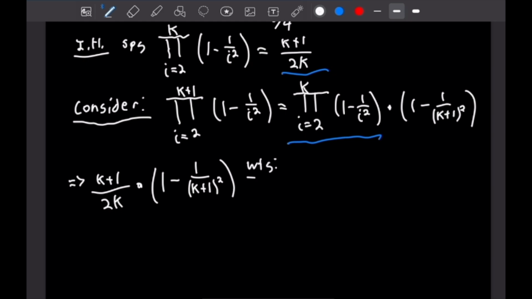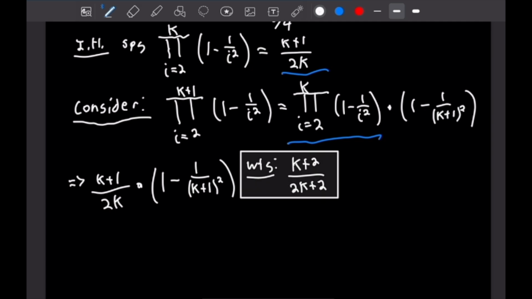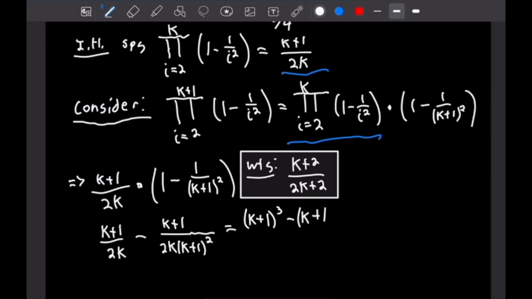We want to show that this is equal to the following, where we have k plus 2 over 2k plus 2. Great. So to do that, let's go ahead and multiply this out. We will get k plus 1 over 2k minus k plus 1 over 2k times k plus 1 quantity squared. Great. And so let's go ahead and combine like terms by multiplying the left term by k plus 1 quantity squared over k plus 1 quantity squared. And when we do that, we will get that we have k plus 1 cubed in the numerator minus k plus 1, and that will all be over 2k times k plus 1 squared.